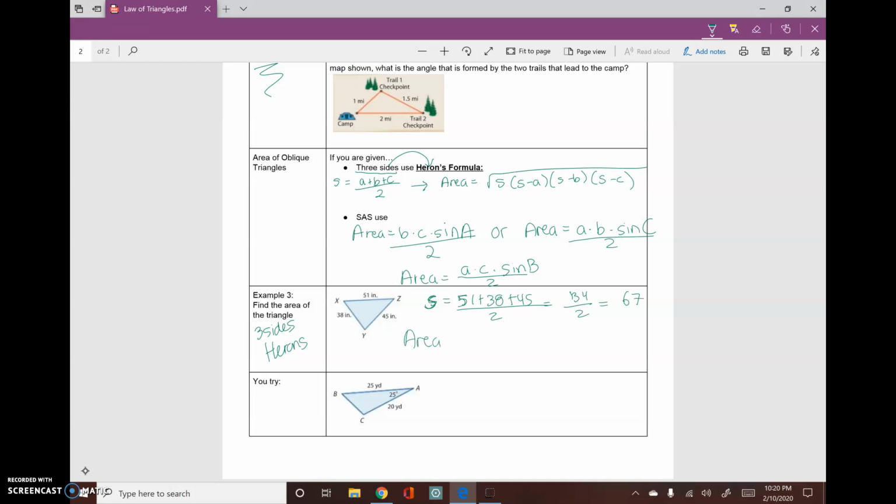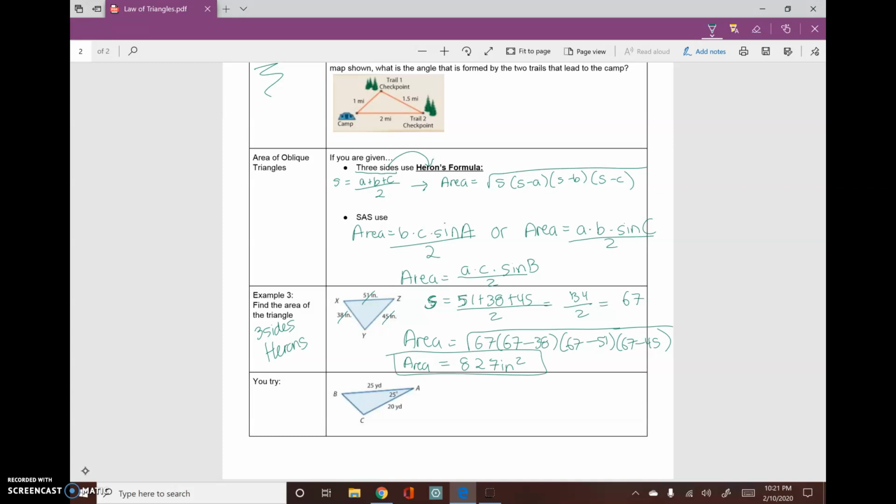Then I just plug it into the area formula. Square root of 67, and you're going to use each side. 67 minus 38, the order doesn't matter. 67 minus 51. Like I said, the order doesn't matter. 67 minus 45. You can plug that all into the calculator, the square root, you multiply with your parentheses, you should get 827 inches squared for your area.